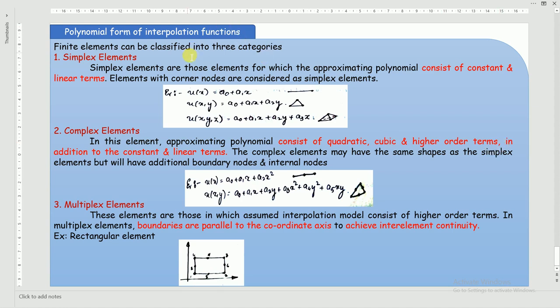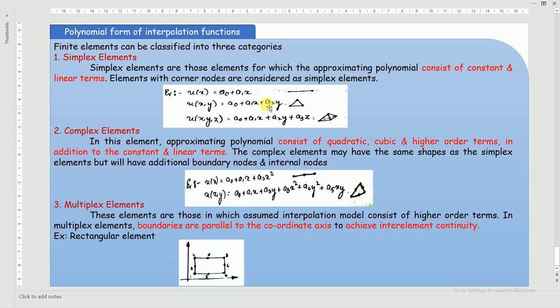So what are simplex elements? Those which contain only constant and linear terms. See an example, only linear terms are there. If it is a constant term, only a naught will be there. So the element contains only constant and linear terms in the equations. There are only linear terms in the given equations here. So those are called simplex elements. Elements with corner nodes are considered simplex elements. There are no mid nodes for simplex elements.